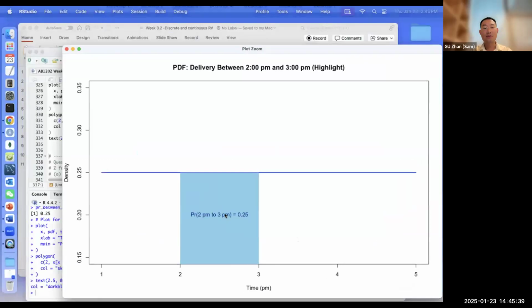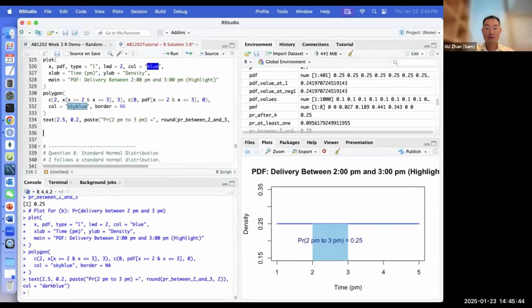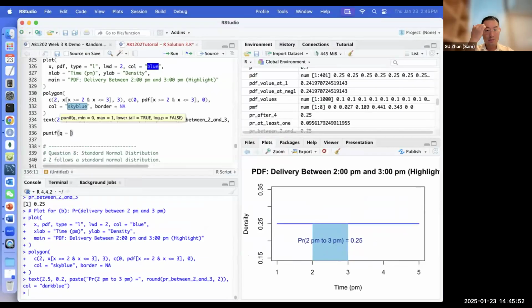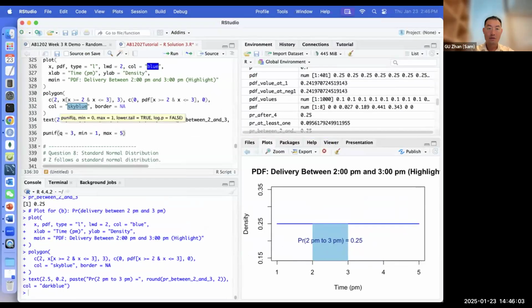You can also calculate how you get these between 2 to 3. So P uniform, then you tab quantile equal to 3, where the minimum is 1 p.m. and the maximum is 5 p.m. So these are the area to the left of 3.